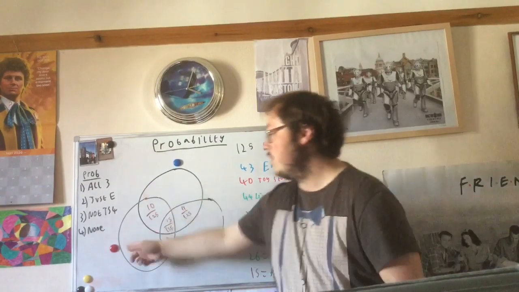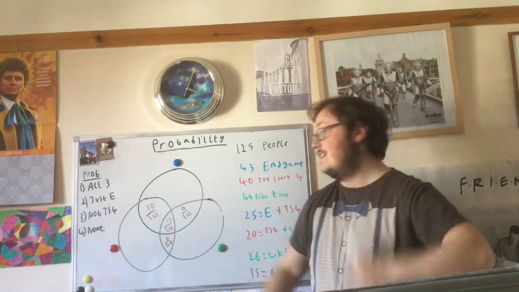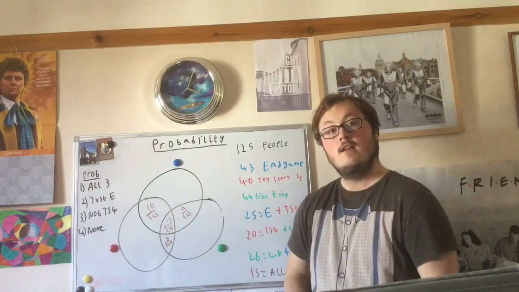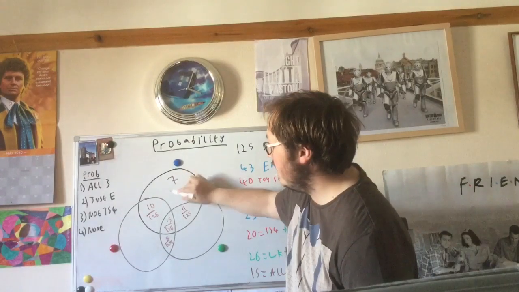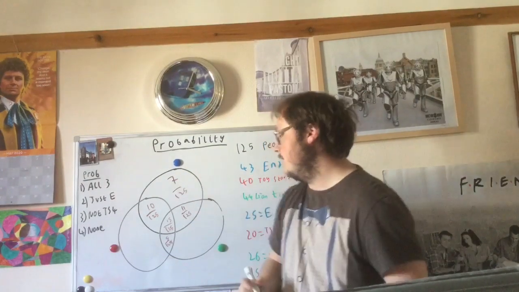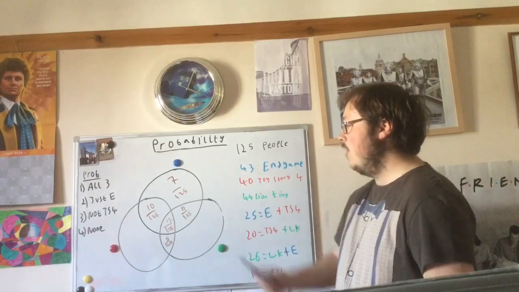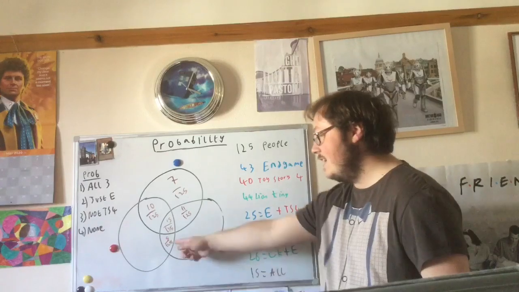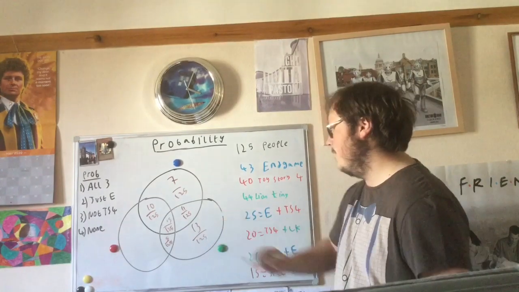So now what goes in these three? This represents the 43 people who have seen Endgame, but we take 10 from that 43 to get 33, 15 from that to become 18, and 11 from that to get 7 out of 125. What about this one? This represents the people who've seen The Lion King, that's 44. Take 11 from that, that's 33. Take 15 from that, that's 18. And 5 from that gets you 13 out of 125.